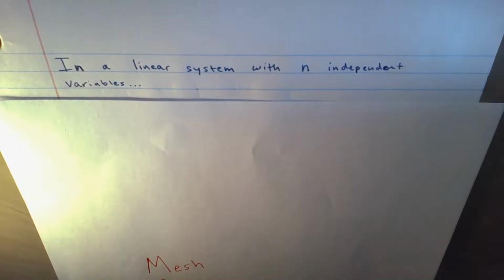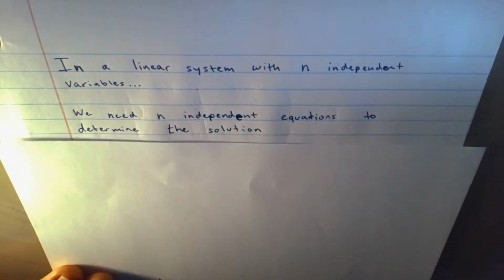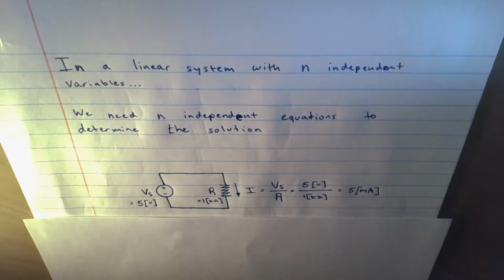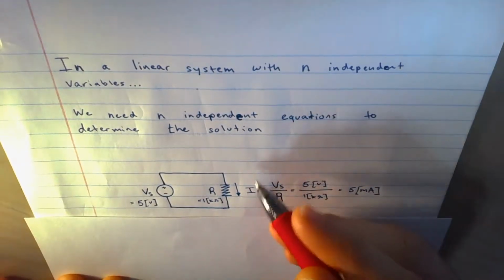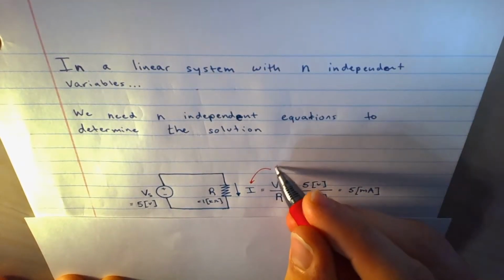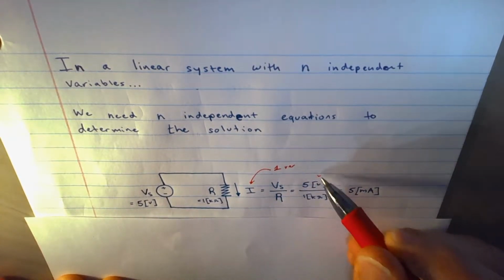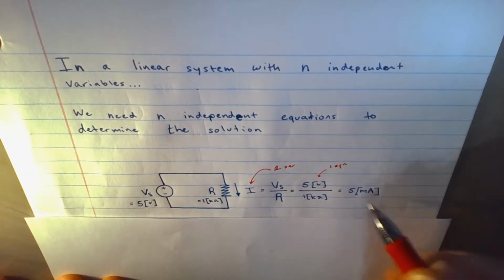Alright, so this video is going to be on the mesh current method. If you remember from engineering math, in a linear system with n independent variables, we need n independent equations to determine the solution. Now, we're not going to go into why this works, but we've been doing this all along. So for our very simple circuits, we're looking for one independent variable. So we write one simple equation and we get our solution.